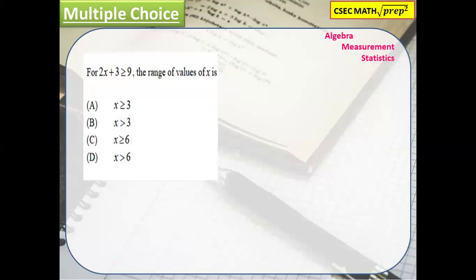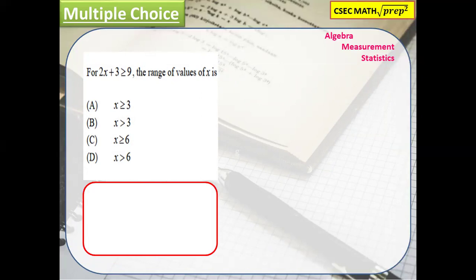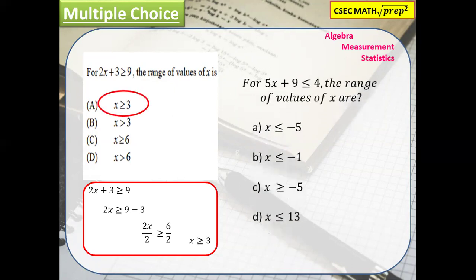All right, moving on. This concept here is inequality. And what we're going to do is treat it the same way we treat a regular equation. So the 3 that is adding on the left side will subtract on both sides, giving us 2x greater than or equal to 9 minus 3. And 9 minus 3 will give us 6. So we divide both sides by 2. x is now going to be greater than or equal to 3. Our answer is A.